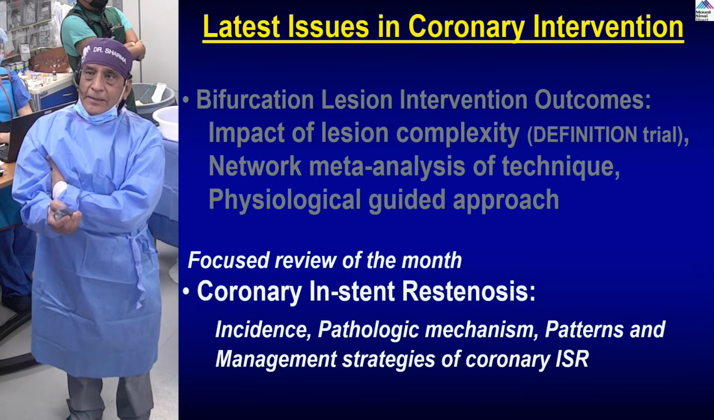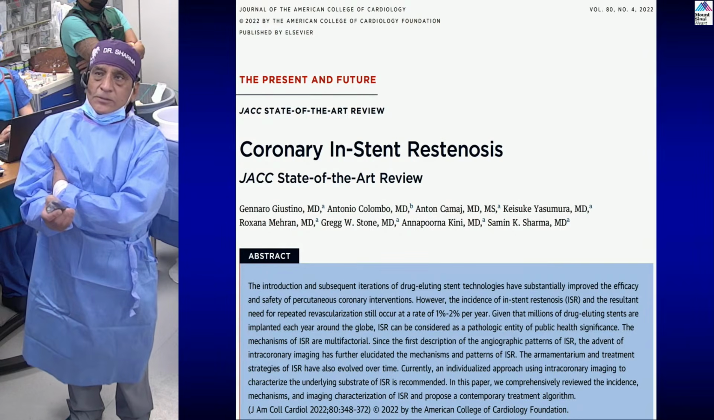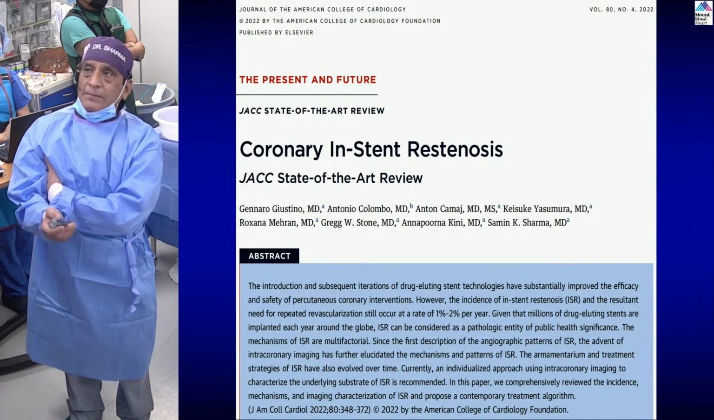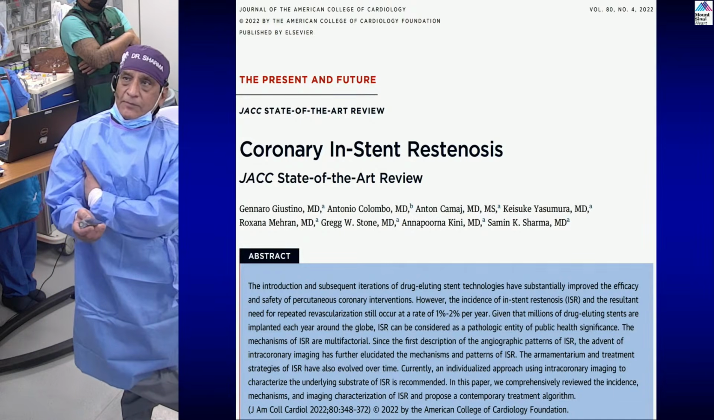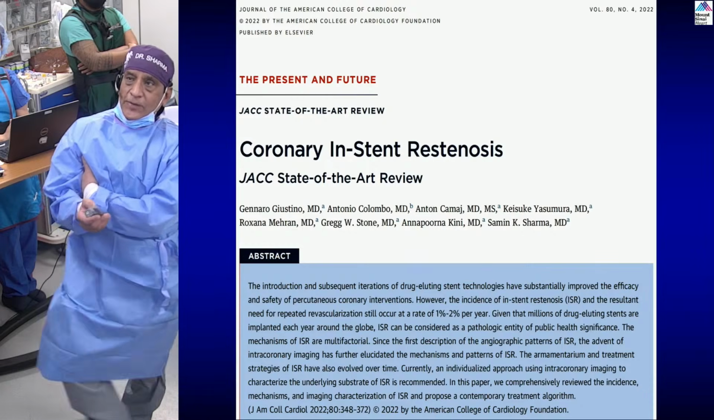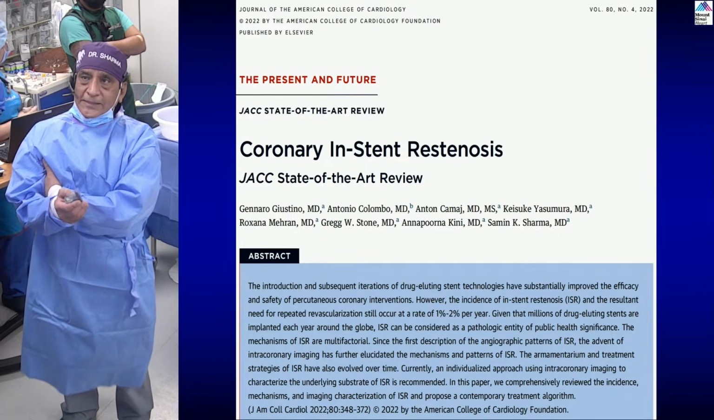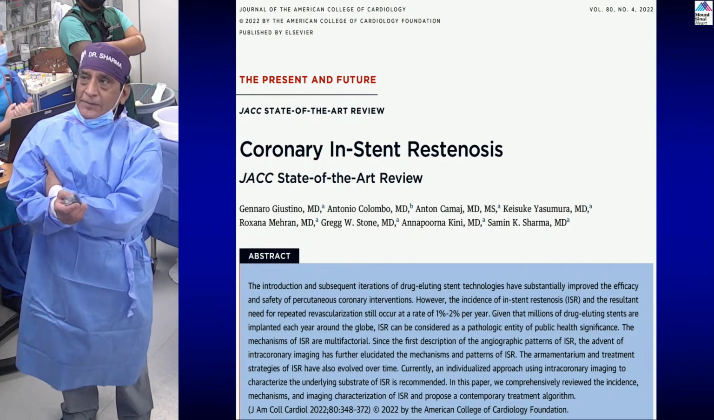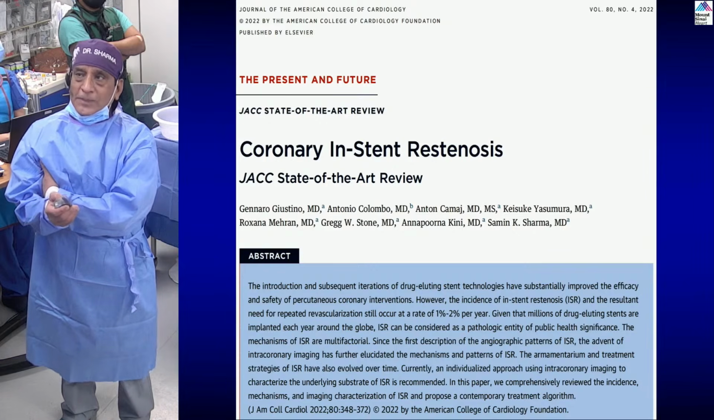So lastly, let's go to our focus review of the month, which is coronary in-stent restenosis. The paper came out from our cath lab, all our members here. In this, as you can see, we got Antonio Colombo also to contribute. With the introduction of subsequent iterations of DES technology, the efficacy and safety of PCI have substantially improved. However, the incidence of ISR and need for repeat revascularization occur at 1 to 2% per year.